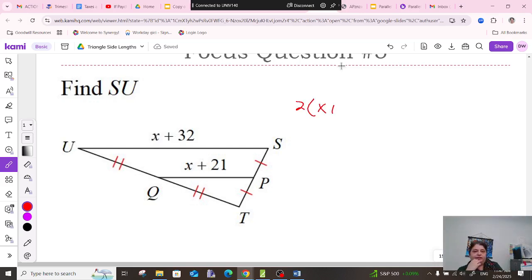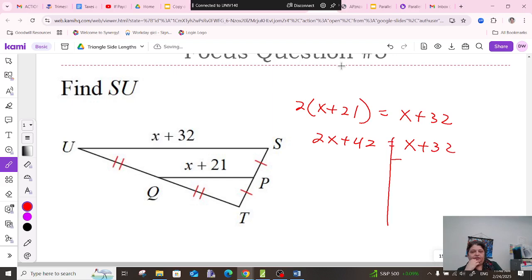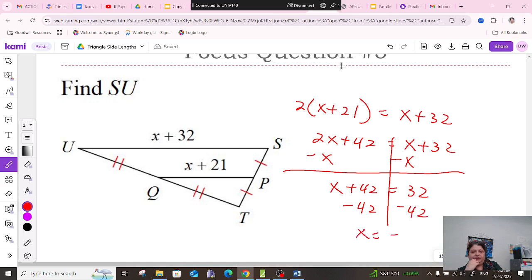2 times x plus 21 has to equal x plus 32. 2x plus 42 has to equal x plus 32. So I would get minus x, x plus 42 is equal to 32. Subtract 42. x would equal negative 10, which this then would be 22, and this would be 11 if I threw it in. So, yep, makes sense.